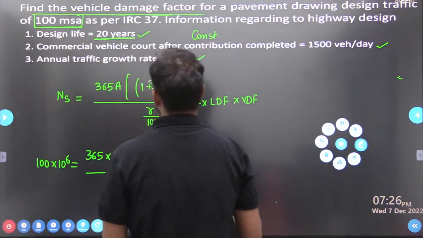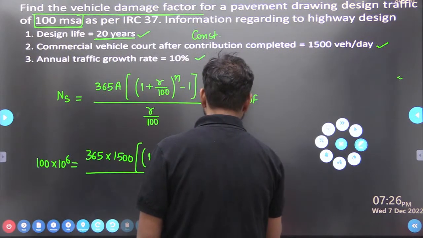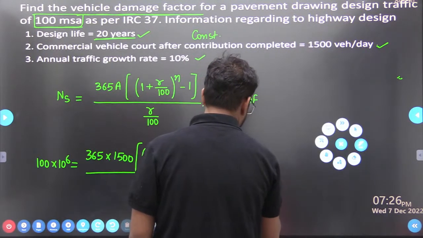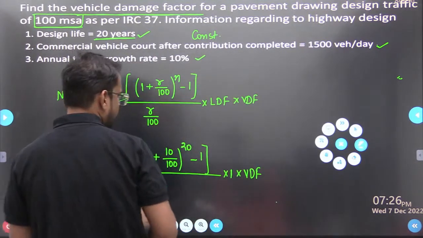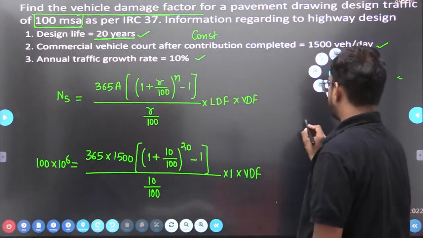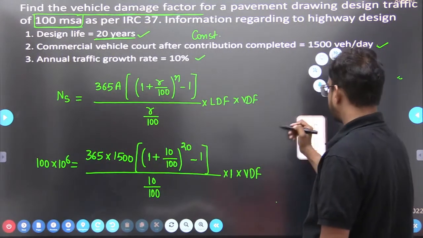Lane distribution factor is not given, so you consider 1. Vehicle damage factor, we can calculate the value of vehicle damage factor here. Please calculate what is the value of vehicle damage factor. Please solve this equation and get the answer.